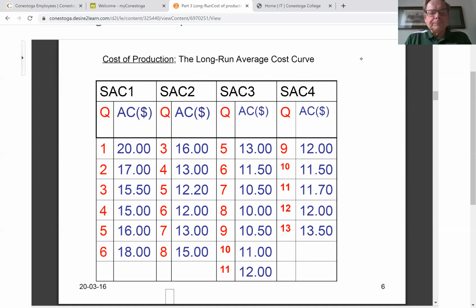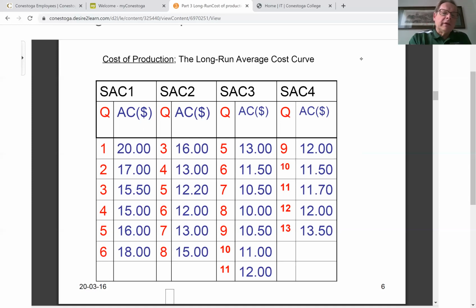So plant number 1 is efficient from building 1 unit in a given time period up to 6 units in a given time period. After that, it becomes inefficient. Plant size number 2 starts to be efficient at 3 units of output up to 8 units. Anything less than 3 is inefficient. Anything greater than 8 is inefficient. Short run average cost curve number 3, the same thing. Anything less than 5 is inefficient. Anything greater than 11 is inefficient. And the same with plant size number 4. Anything less than 9 is inefficient. Anything greater than 13 is inefficient.